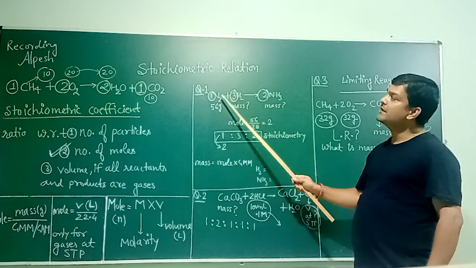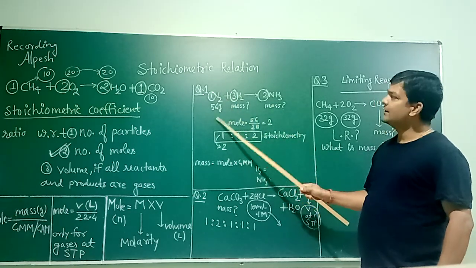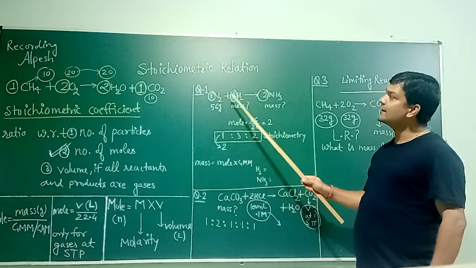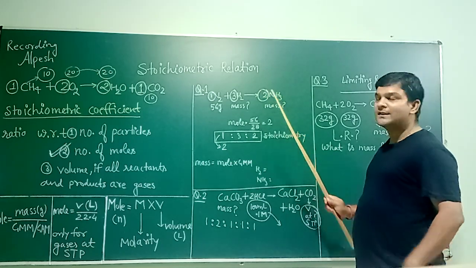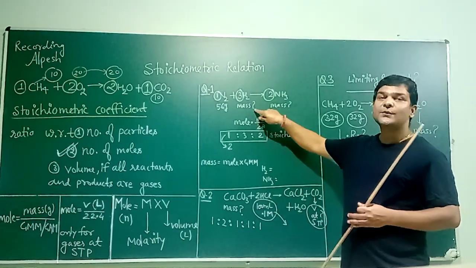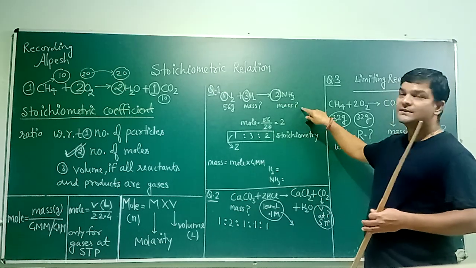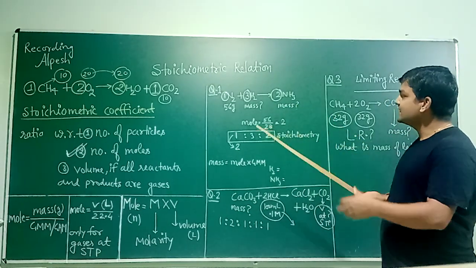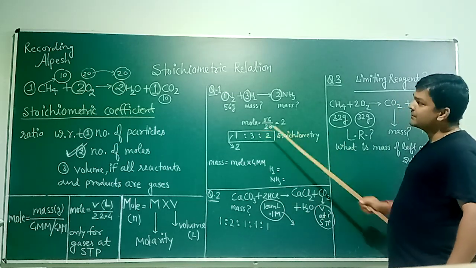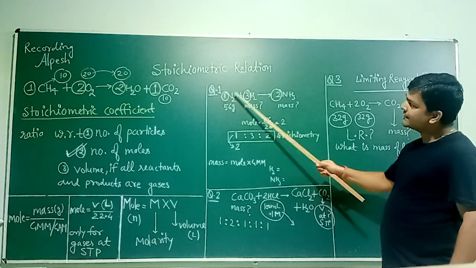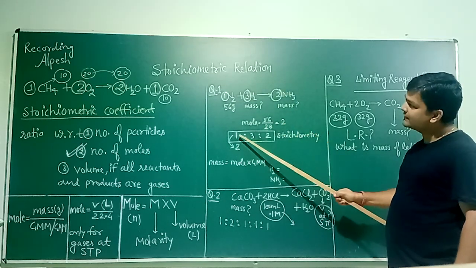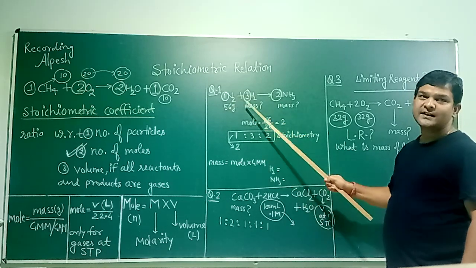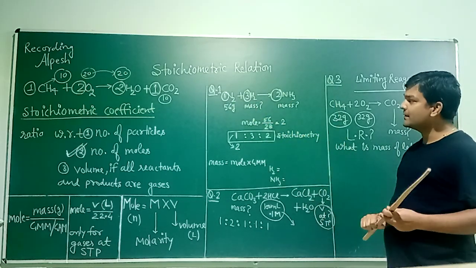I repeat the question: 56 gram of nitrogen reacts with hydrogen to form ammonia. You need to calculate the mass of hydrogen required and the mass of ammonia produced in the reaction. This is the stoichiometric ratio as per the balanced chemical equation, 1:3:2. So I have written here 1, 3, 2 respectively for nitrogen, hydrogen and ammonia. I hope it is clear.